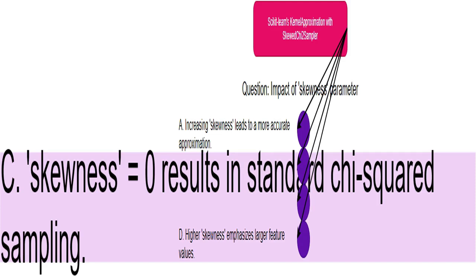A skewness value of 0 means you're not adjusting for any skewness in your data, so you're just doing a regular chi-squared sampling. Think of it as the baseline. No special emphasis on any feature values.